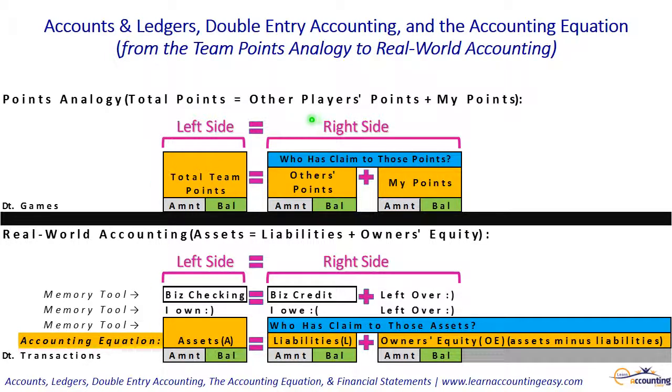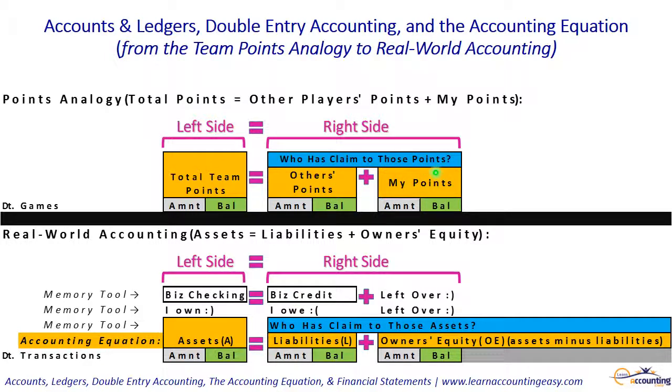On the right side of the accounting equation, instead of asking the question who has claim to those points, we're asking who has claim to those assets. Here, others' points, we're not interested in points other people have scored that are on our team, but now we're interested in those liabilities. And like we learned earlier, that is the debts of the organization.